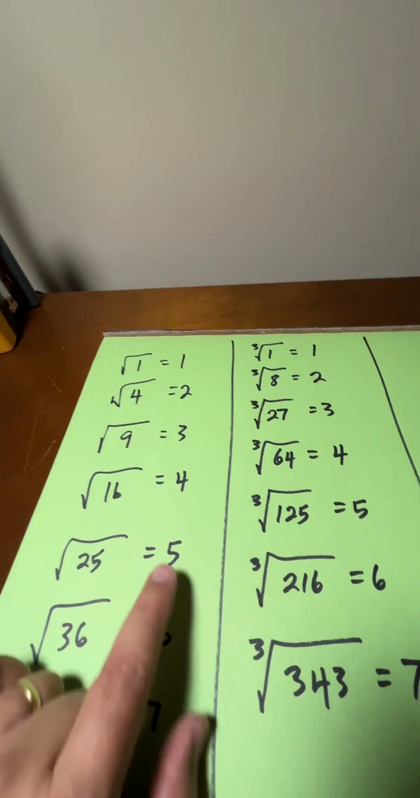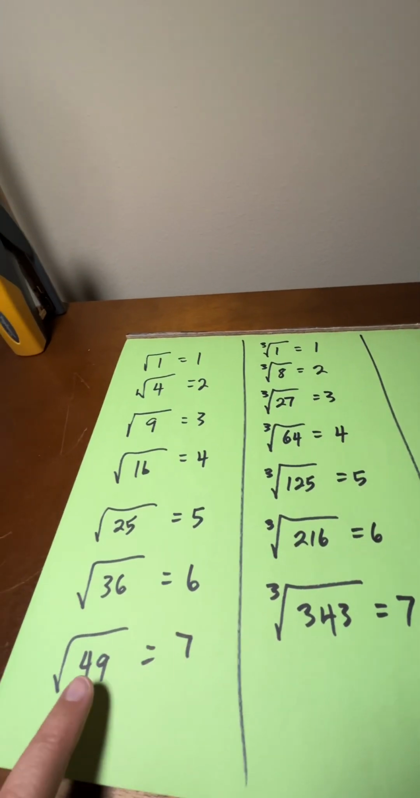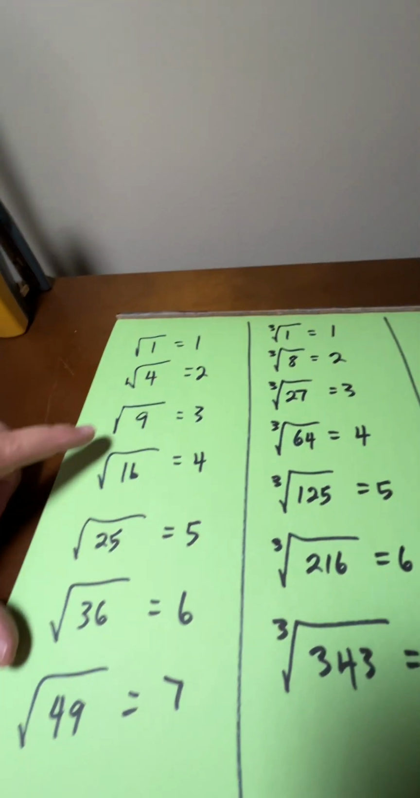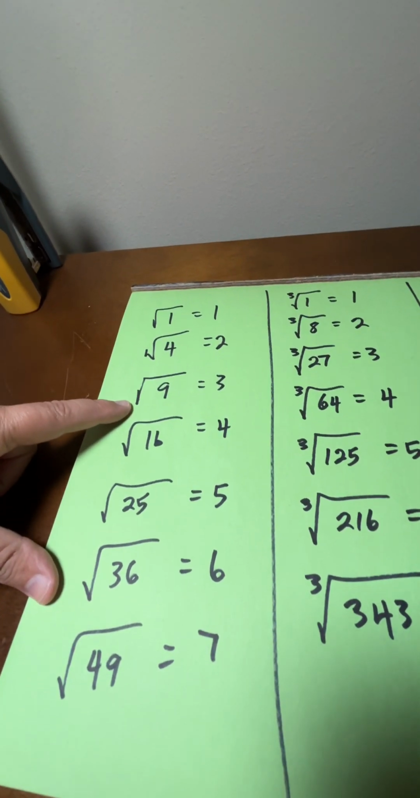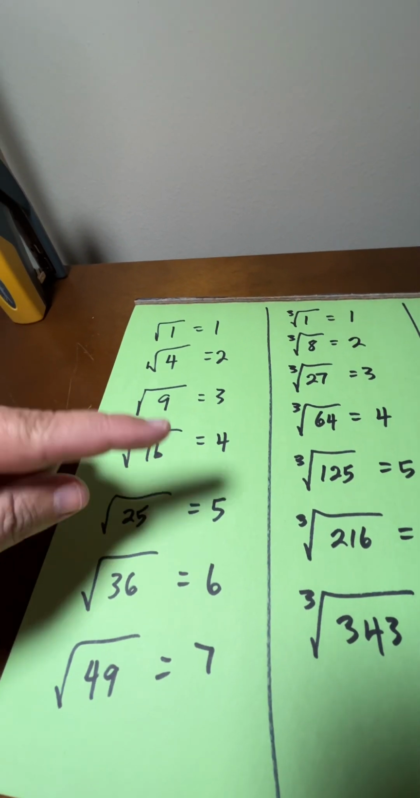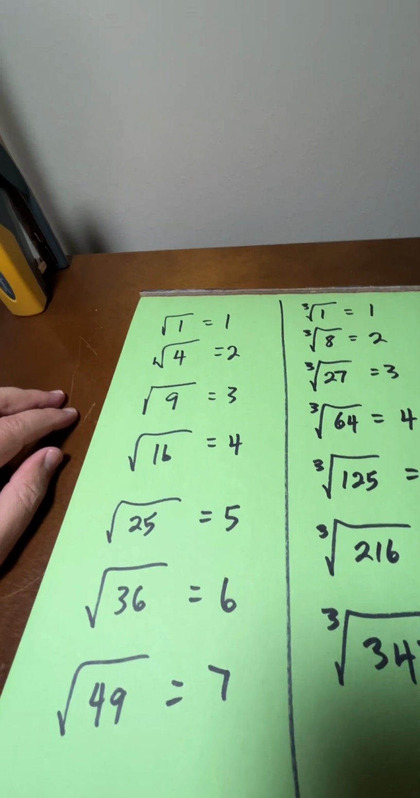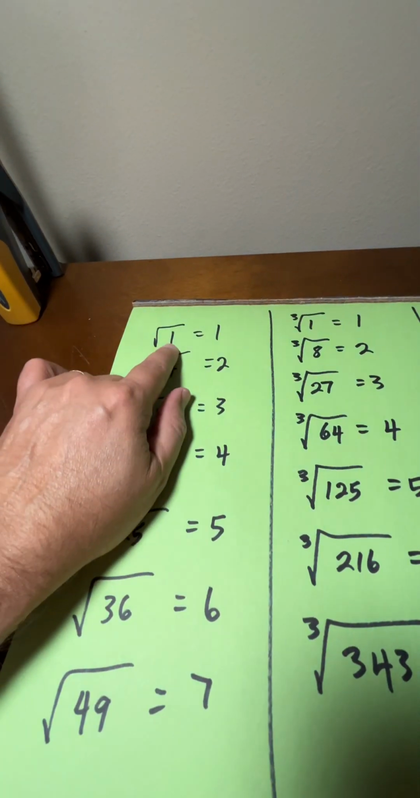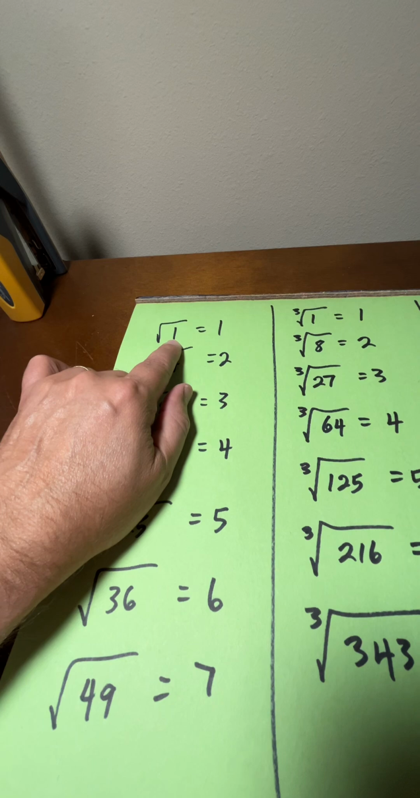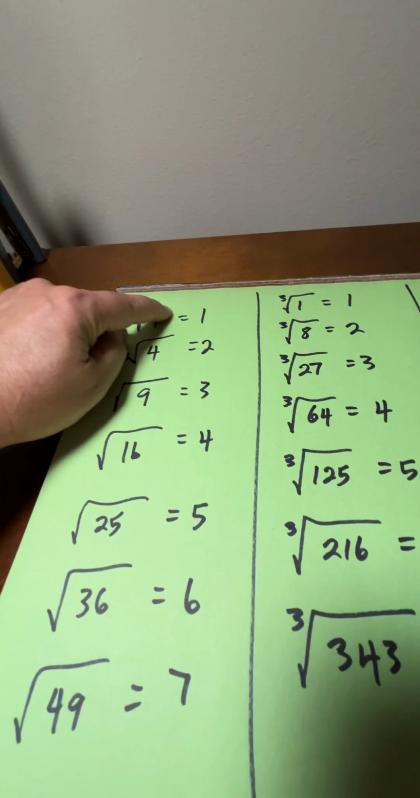The square root of 25 is 5, the square root of 36 is 6, and the square root of 49 is 7. So a square root is what number squared, or what number times itself, equals the number in the radicand position. So this is the radical symbol, a square root.